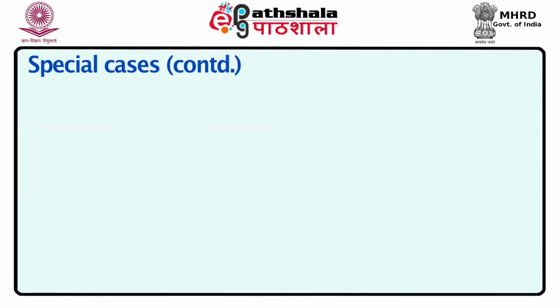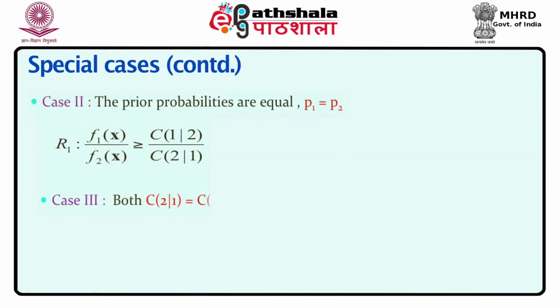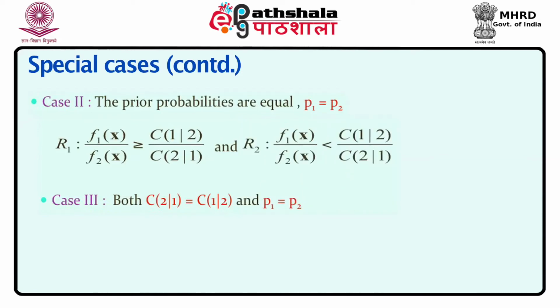Two other special cases. First of them is when the prior probabilities are equal. So if the chance of coming from either of the two groups is half, then f1(x) by f2(x) would be simply dictated by the ratio of the two costs. So f1(x) by f2(x) greater than C1 given 2 by C2 given 1 places the observation in the first group, and the ratio being less than C1 given 2 by C2 given 1 places the observation in the second group.